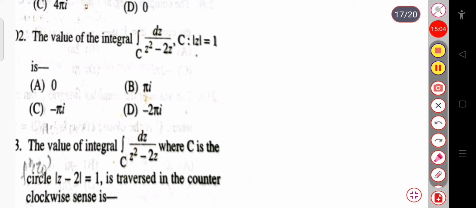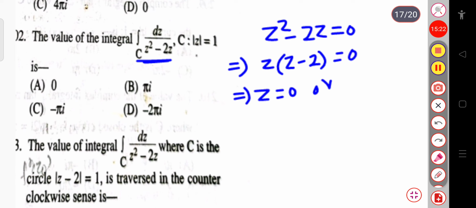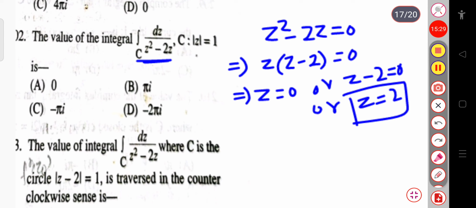So let us first solve this part. That is, let me put z square minus 2z equal to 0. So every time you have to put this part to be 0. So this part we can also write as z into (z minus 2) equal to 0. So here z equal to 0, or z minus 2 equal to 0, that is z equal to 2. So these are the two parts. One is the z equal to 0 point and another is z equal to 2.